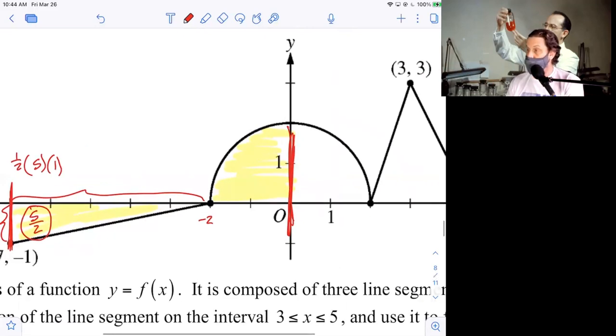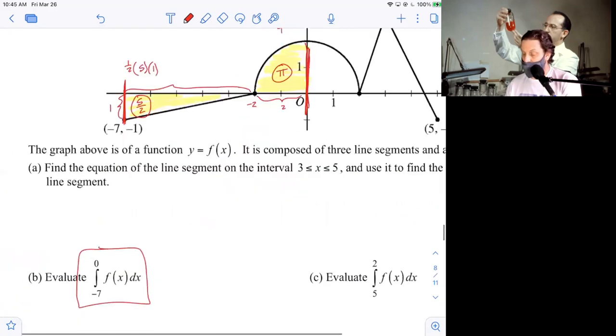This piece here is what fraction of a circle? It's 1/4 of it. So you take the area of a circle, which is pi r squared, and divide it by 4. What is the radius? It's 2, right? So 2 squared is 4 divided by 4. This area is pi.